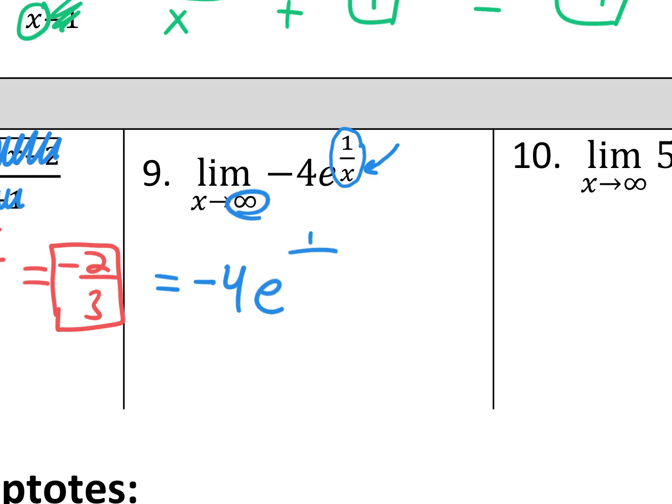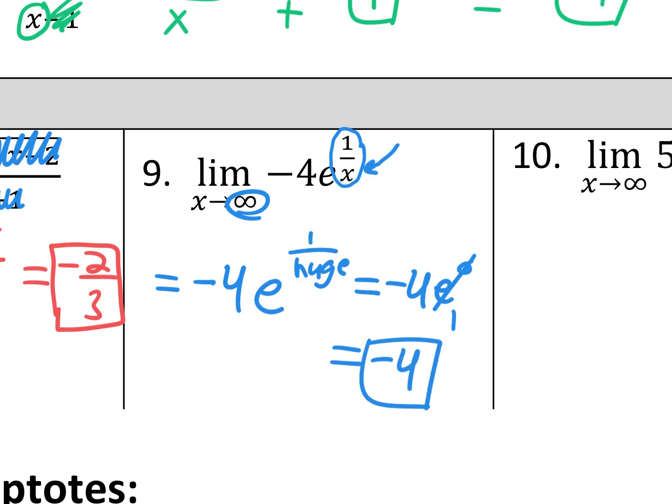As x gets super, super large, this is 1 over a huge number. And what did we say earlier about 1 over a huge number? What does that get close to? 0. So this is the same as negative 4e to the 0. And then what's e to the 0? This is 1, right? So this limit is just negative 4.